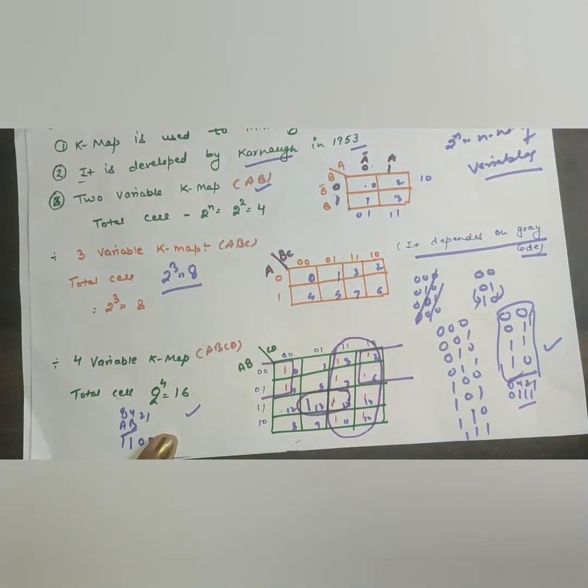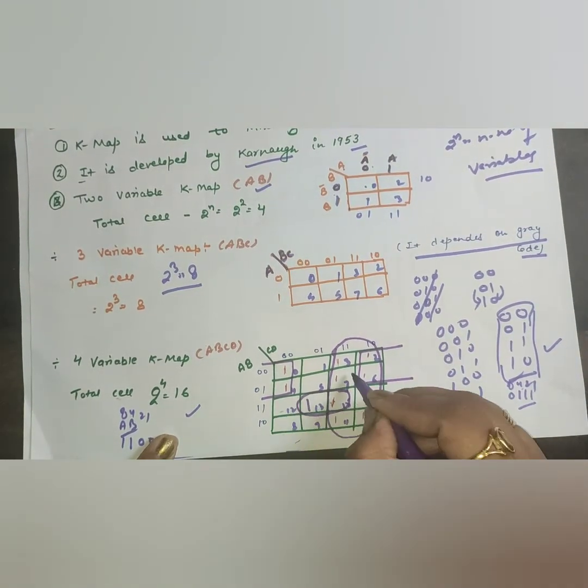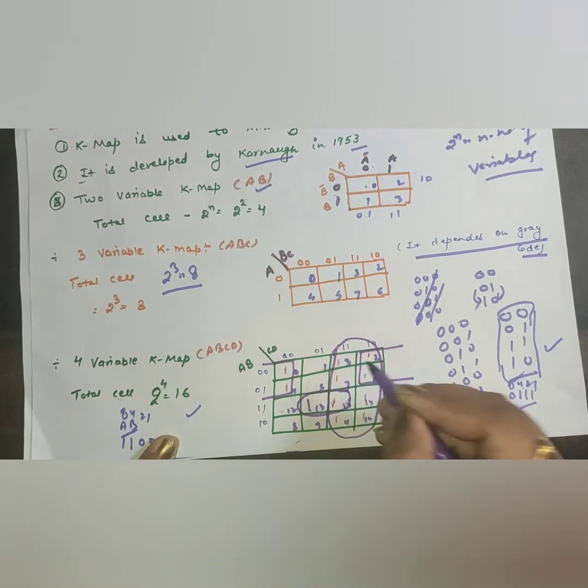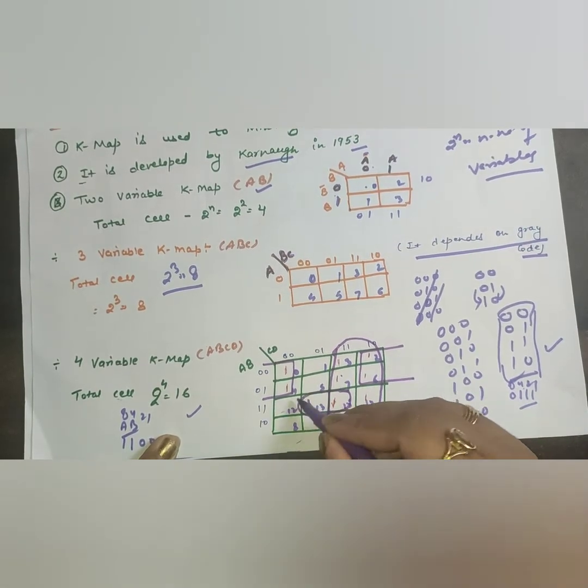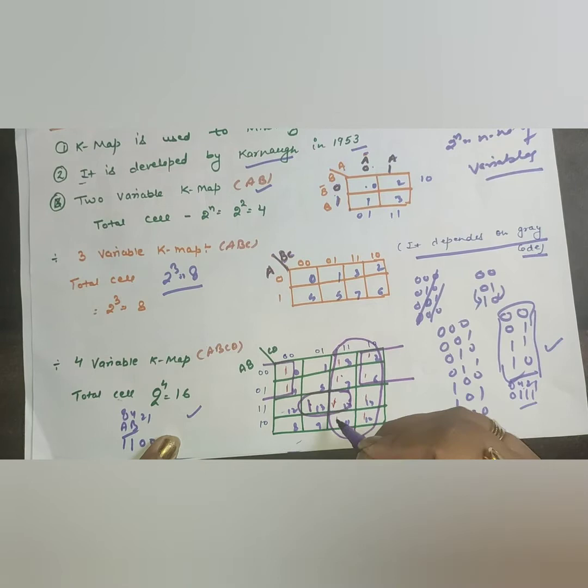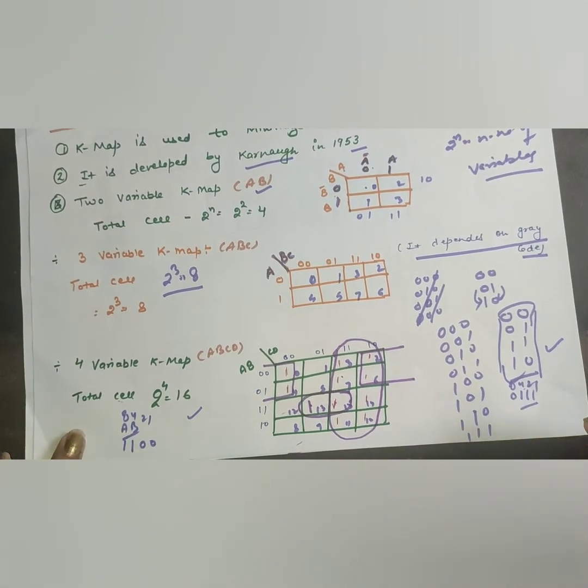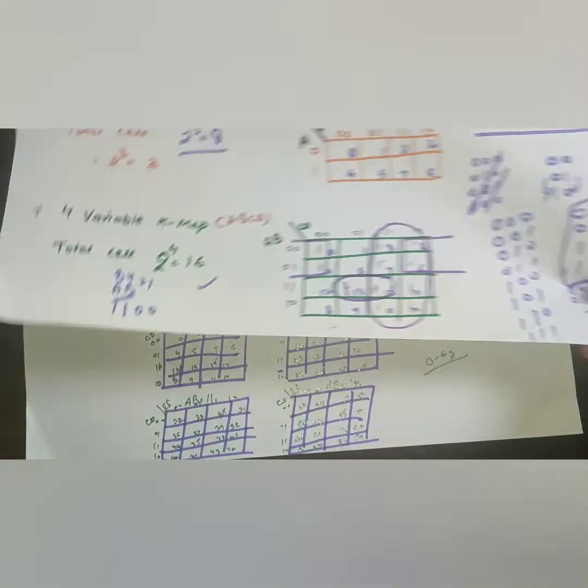You cannot make the diagonal group. Let's suppose you have this and this. You cannot make this group. Okay, now how can we write the position?